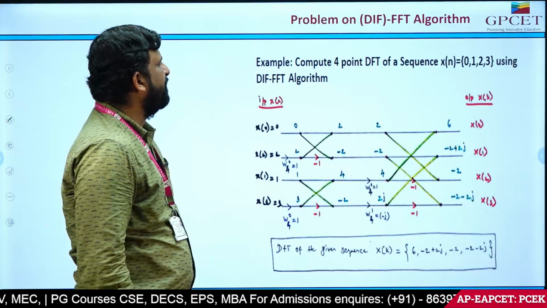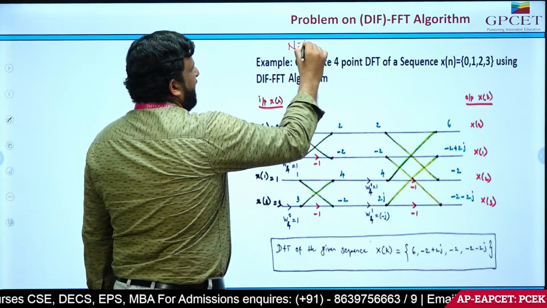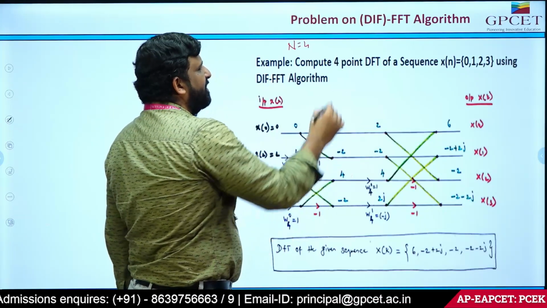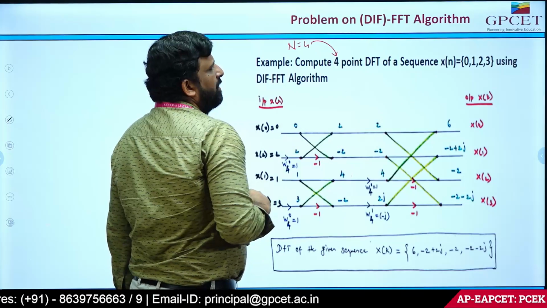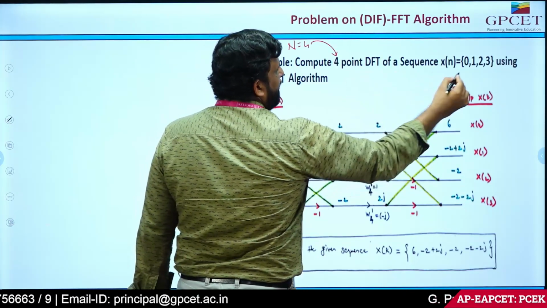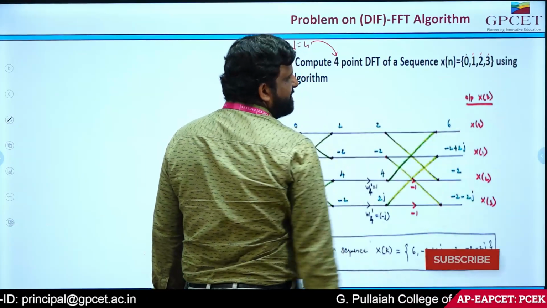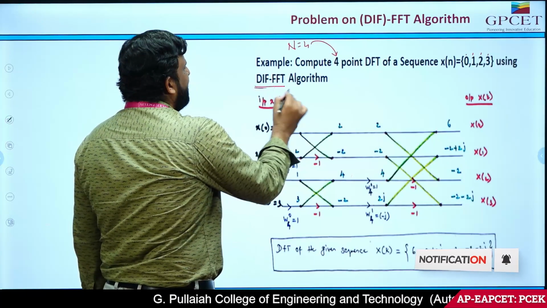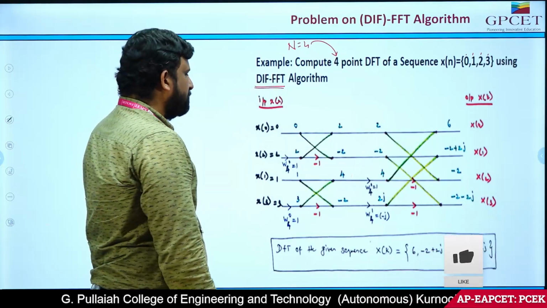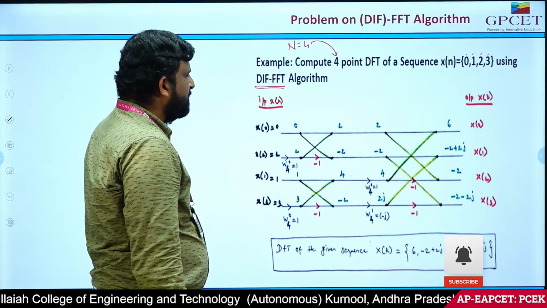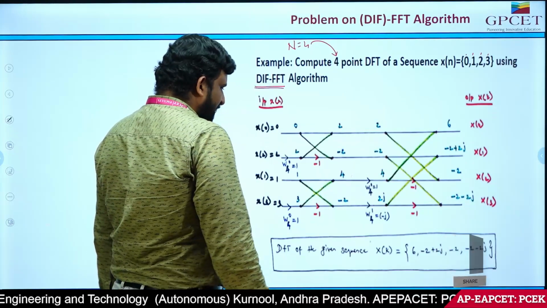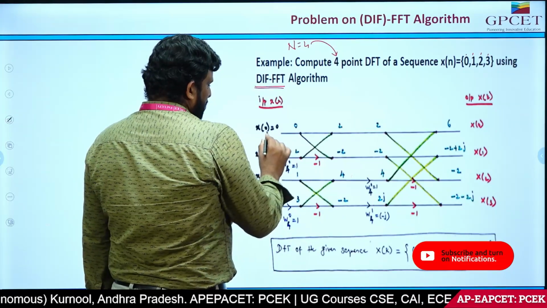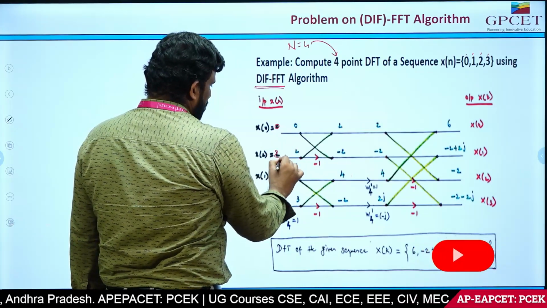We'll see a small problem for N is equal to 4. For N is equal to 4, how are we going to compute this DIF? See here, compute the 4-point DFT. That is, 4-point DFT means N is equal to 4. They have given a sequence. So 4-point means 1, 2, 3, 4: 4 sequences they have given. That is x of n is equal to 0, 1, 2, 3 using the DIF FFT algorithm. Fine. First of all, what we need to do is take the diagram of the DIF. X of 0 is equal to 0, 2, 1, 3. So 0, 2, 1, 3.